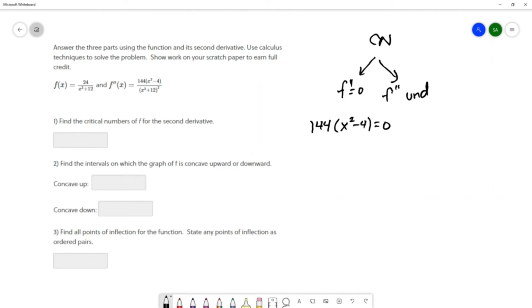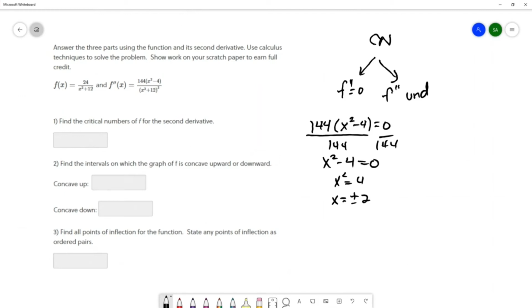I can divide both sides by 144 and get x squared minus 4 equals 0. X squared equals 4. Square root both sides to get x equals plus or minus 2. So we get some critical numbers from the second derivative being equal to 0. And then I'll look for where the second derivative is undefined.